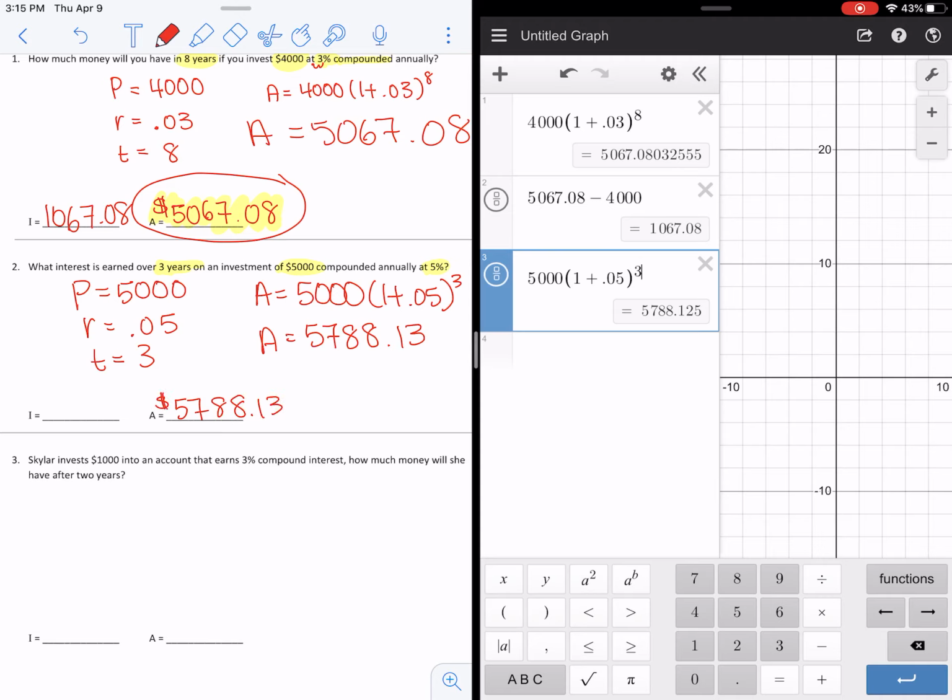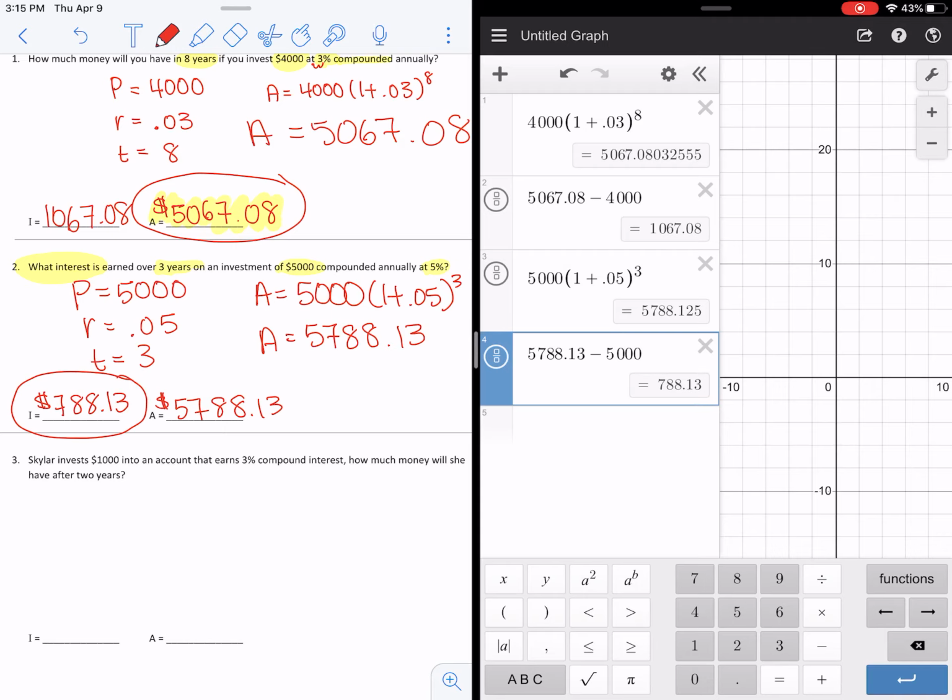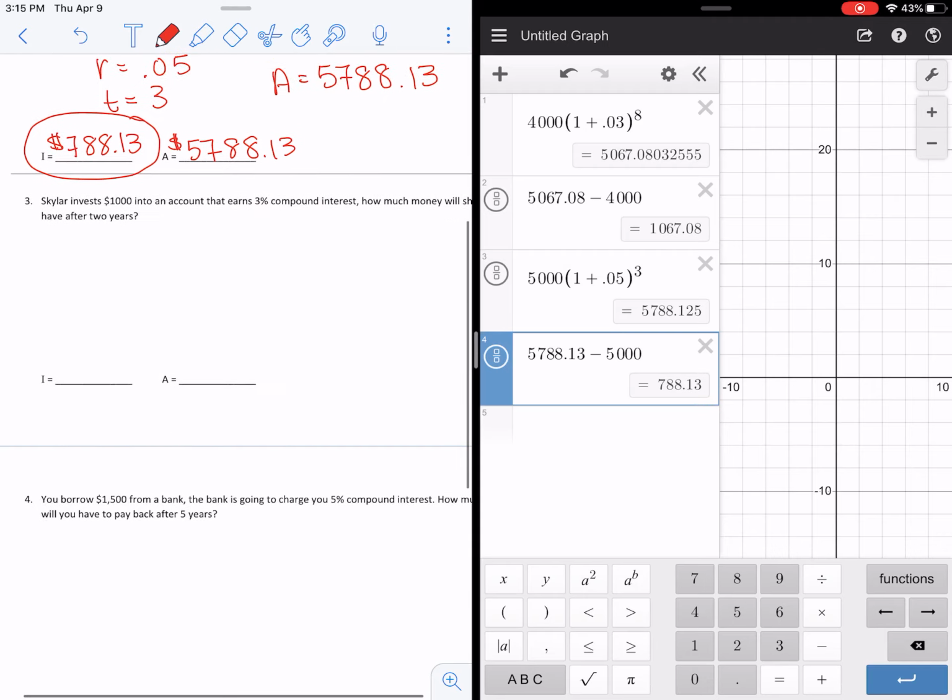And then it's asking you what interest. So this time we need a second step. So I am not going to circle that answer. I need to take that second step, and I'm going to subtract the principal, which was 5,000, just so that we can know how much interest was added on to it. And we know that's going to be $788.13. And I want you guys to circle this like that.